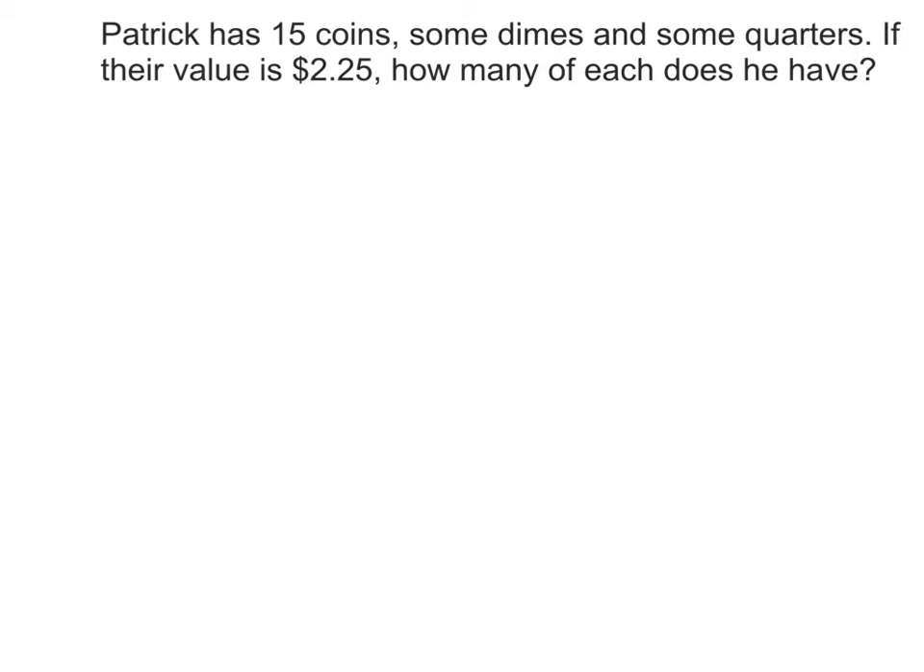The first thing you want to do is define your variables well, and it's asking how many dimes and how many quarters he has. So you're going to want to start out by saying D equals the number of dimes that Patrick has, and Q equals the number of quarters that Patrick has.